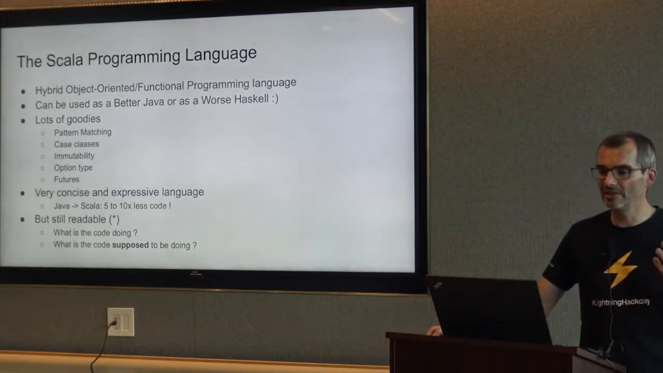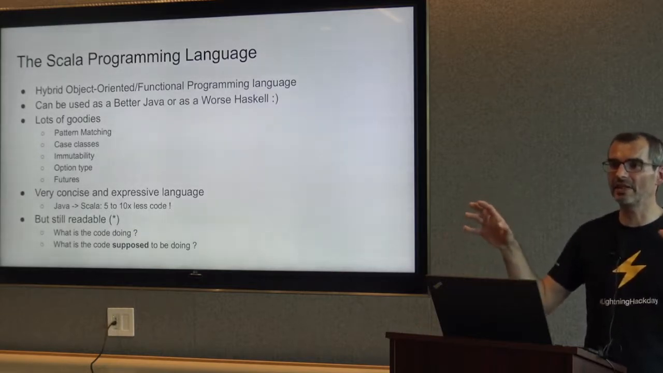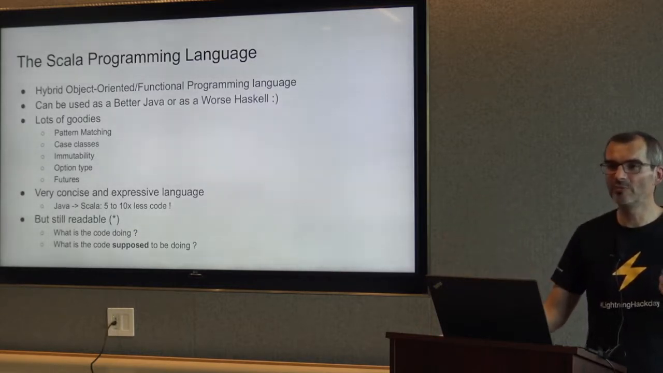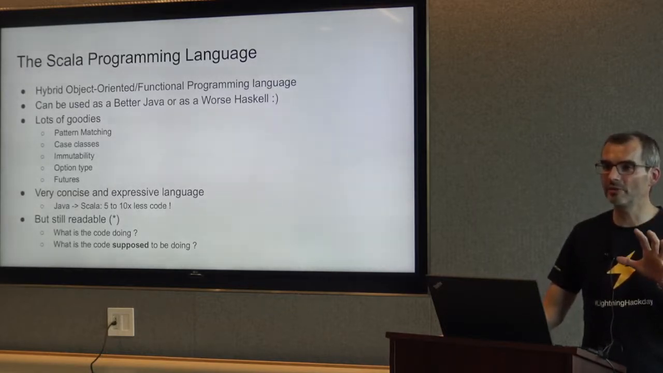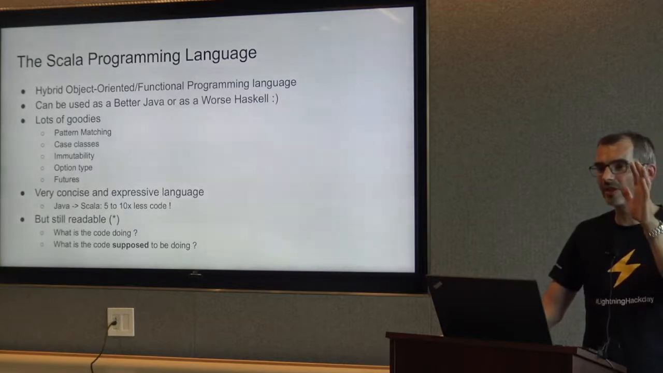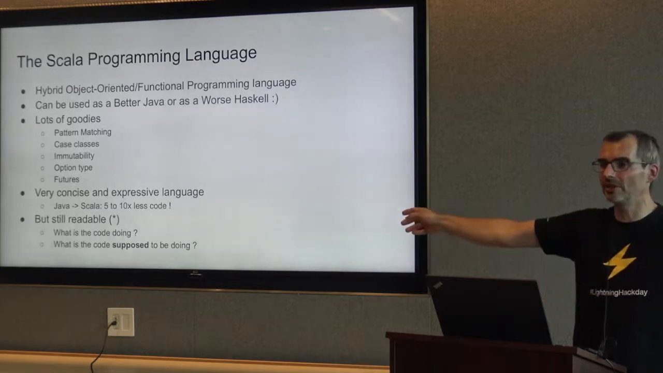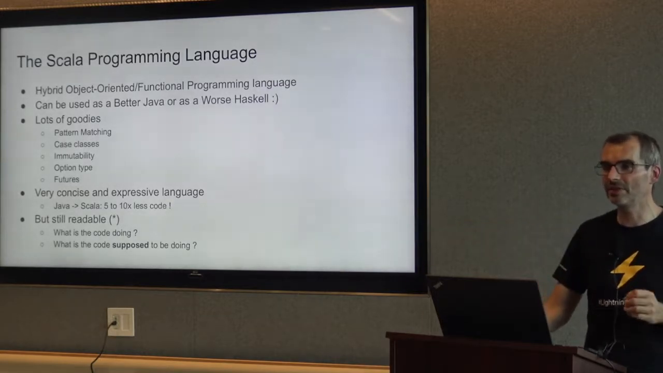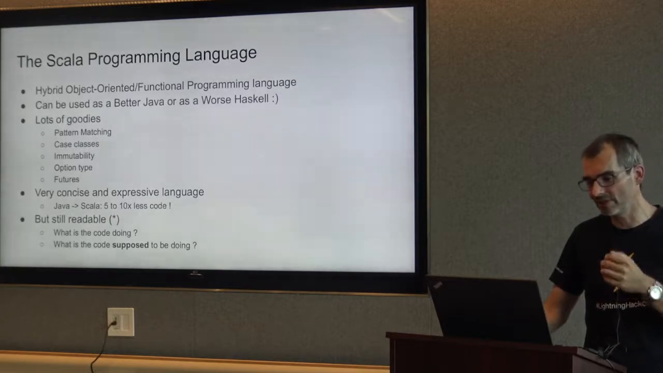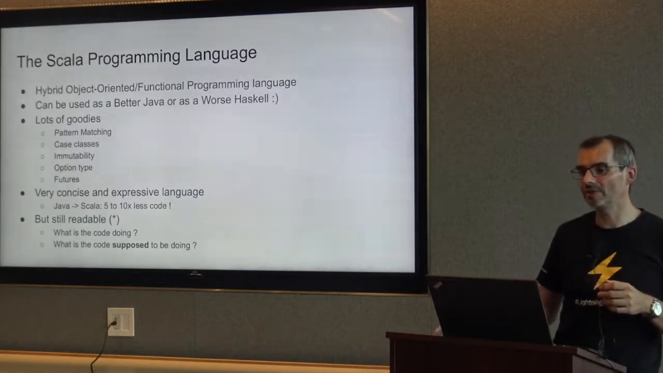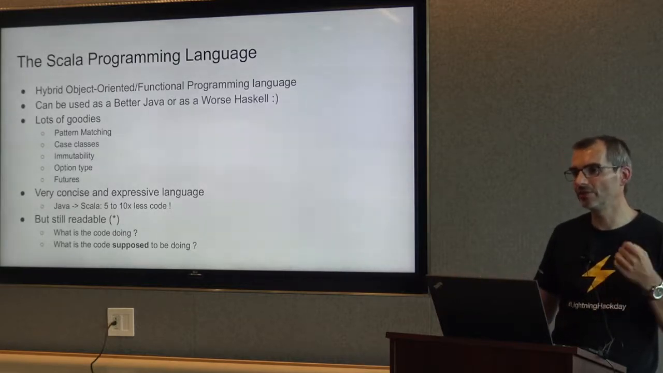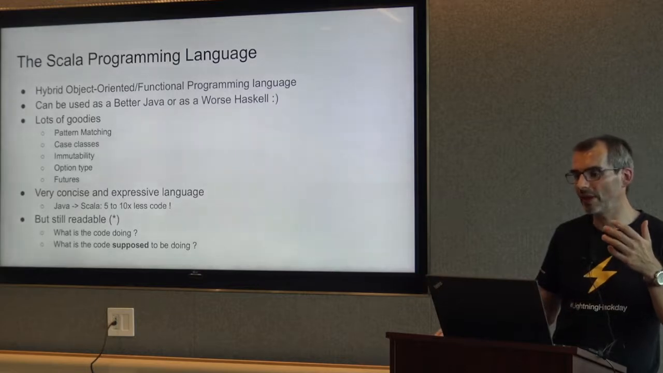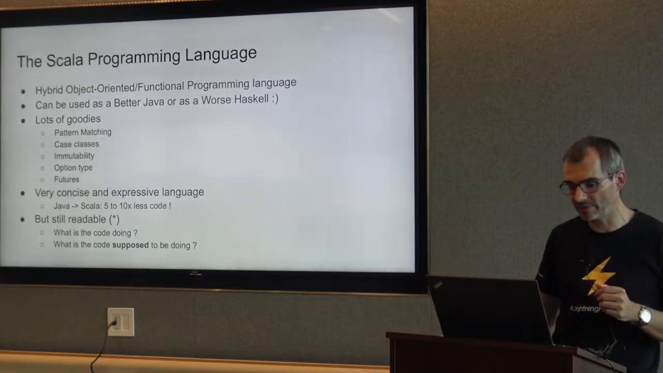You have pattern matching, case classes, like data classes you see in Kotlin. Immutability, by default, everything is immutable. This, coupled with a good concurrency framework, means that you don't have to worry about what is happening to a value when you're debugging. It's not going to change from under you because it's being accessed by another thread somewhere. It changes everything when you want to debug things. You have an option type that means you don't need to worry about null values. And you have futures, which are really good for abstracting asynchronous events.